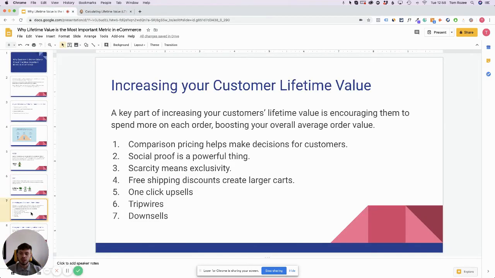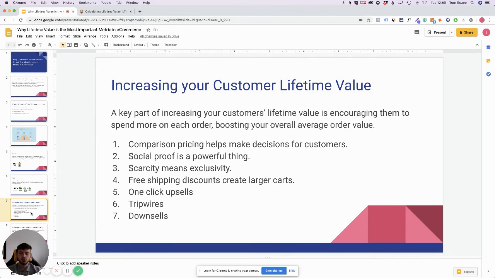So you might be wondering, how can I increase the lifetime value of my customers then? Well, the key part of increasing your lifetime value is encouraging your customers to spend more on each order and boosting your overall average order. Now, you can do this by different metrics. You can do this by comparison, pricing, and help them making decisions for the customers to come choose you.